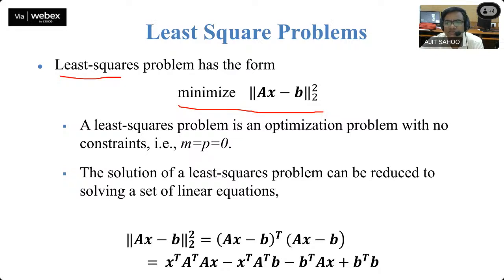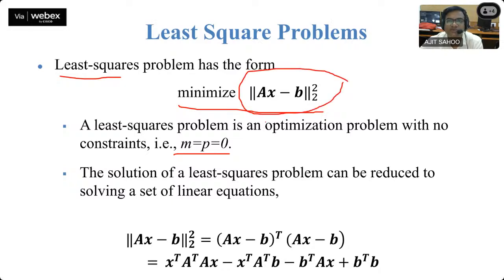Whatever solution you are getting, like MSE, mean square error problem, or your data fitting problem, all of these belong to this type of problem. So here there are no constraints. The solution of the least square problem can be used. So how to get the solution?